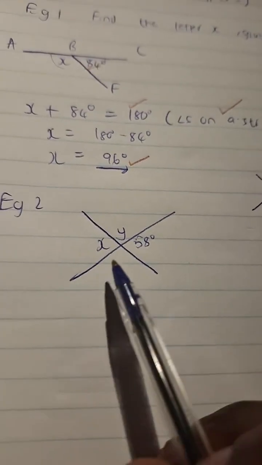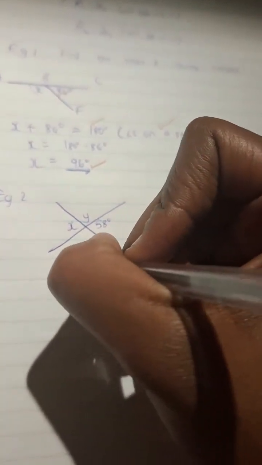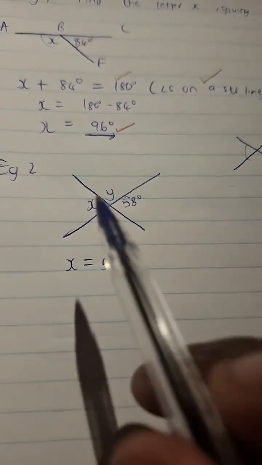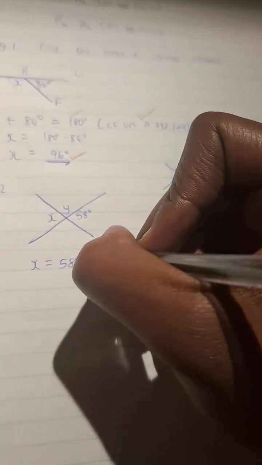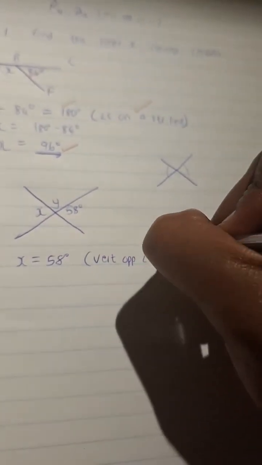Remember, they are vertically opposite angles as long as the two lines that form these two angles are straight lines. Then we can clearly say this and that are vertically opposite angles. And what do we know about vertically opposite angles? They are equal. So we can say x is equal to 58 degrees. What's our reason? Vertically opposite angles are equal.